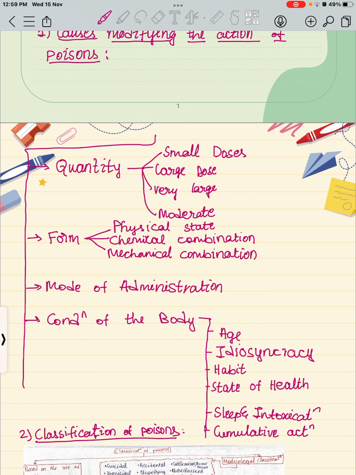For example, silver nitrate when mixed with hydrogen chloride. First of all, silver nitrate is a strong poison, and hydrogen chloride is also a strong poison. When they are both mixed, it produces a chemical compound called silver chloride, which is an insoluble and harmless salt. So what do we understand by this? When two strong poisons are mixed, it can produce an insoluble harmless salt.